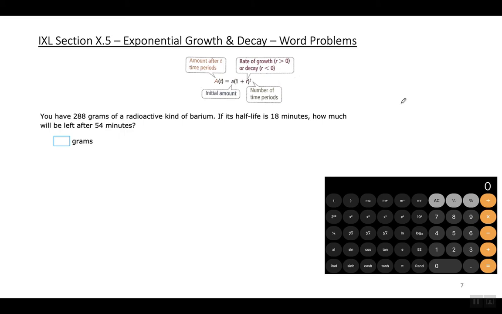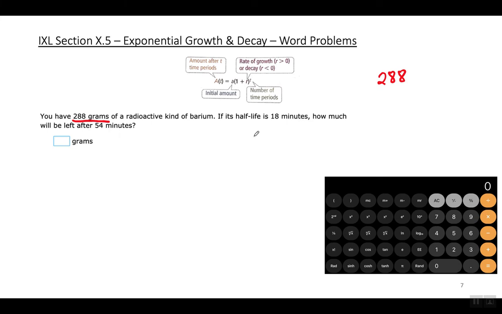All right, so it says you have 288 grams of a radioactive kind of barium. If its half-life is 18 minutes, how many will be left after 54 minutes? First of all, the obvious part is that this is the initial amount, 288 grams. So that's my initial amount. Now, the tricky part is everything else.